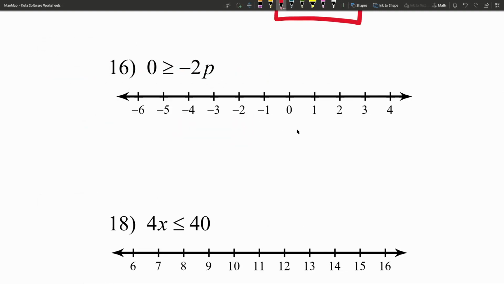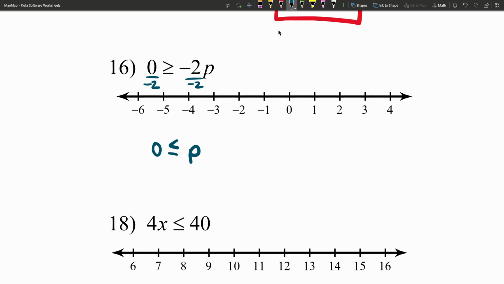In number 16, we get that 0 is greater than or equal to -2p. What I'm going to do is divide by a -2 at the start. 0 divided by -2 is 0, and I divided by a negative, so I need to switch my inequality. So it goes from a greater than or equal to a less than or equal to. So -2 divided by -2 is now a +1. Multiply that by p, we just get p.